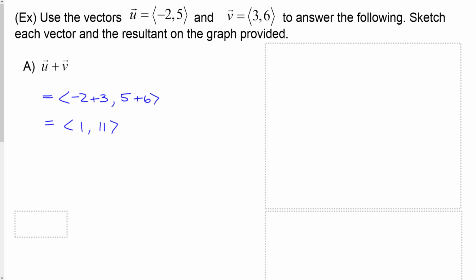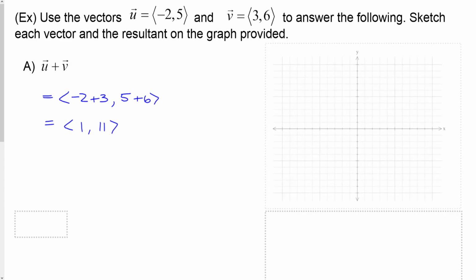Now I want to sketch these. So when I sketch these, vector u is -2, 5. So -2, 5 would be about right here. So there's vector u. Vector v is 3, 6. So 3, 6 would be approximately right there.